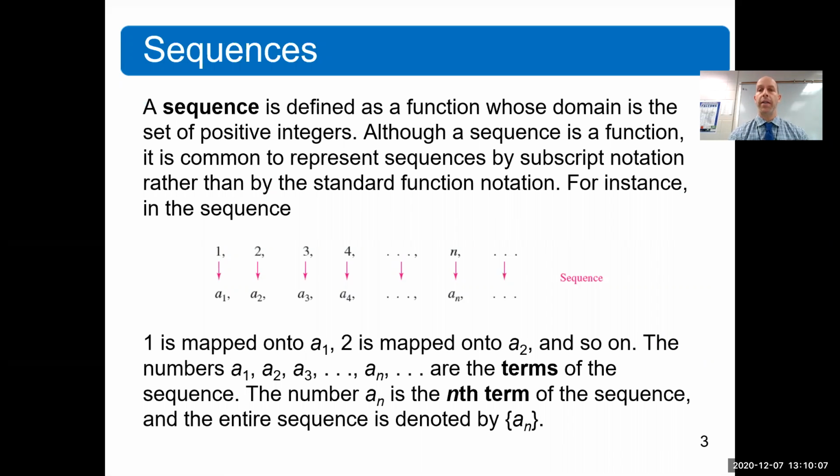A sequence is defined as a function whose domain is a set of all positive integers. Although a sequence is a function, it is common to represent sequences by using subscript notation rather than function notation. So for example, for the sequence 1, 2, 3, 4, we would call the first term a sub 1, a sub 2 would be the second term, a sub 3. 1 is mapped onto a1, 2 is mapped onto a2, and so on. The numbers a1, a2, a3, etc. are the terms of the sequence, and the number a sub n is the nth term of the sequence. The entire sequence can be denoted by brackets a sub n.